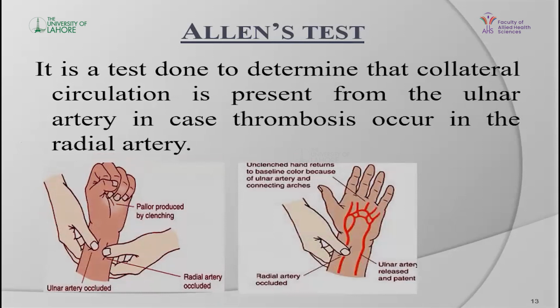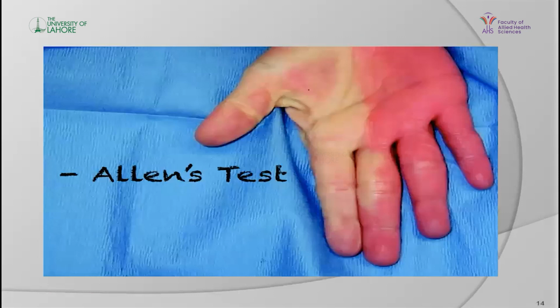Firstly, we ask the patient to raise their hand and clench their fist, and occlude both the radial and ulnar supply. Then we ask the patient to open their fist and you can see the color of the hand becomes pale. Now we release the pressure from the ulnar artery and you can see the normal restoration of the color. If the color of the palm is not restored after 5 minutes, then we cannot take the sample from the radial artery.